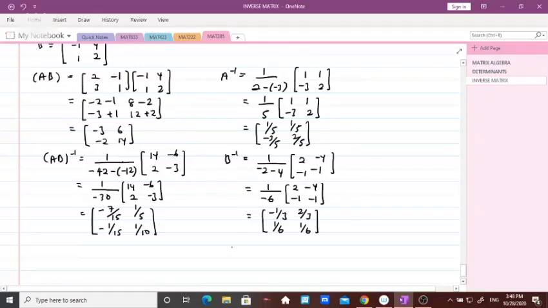So we multiply the inverse of B and the inverse of A. Our expectation is that it is the same as the result of (AB) inverse. Inverse B times inverse A.